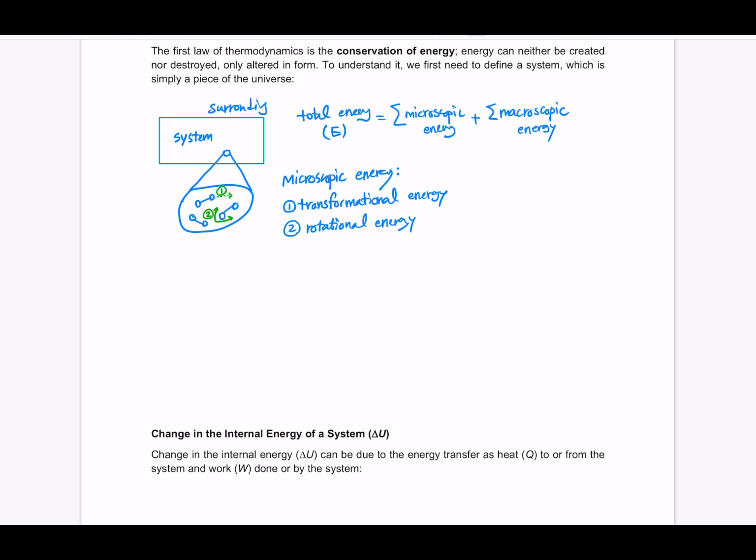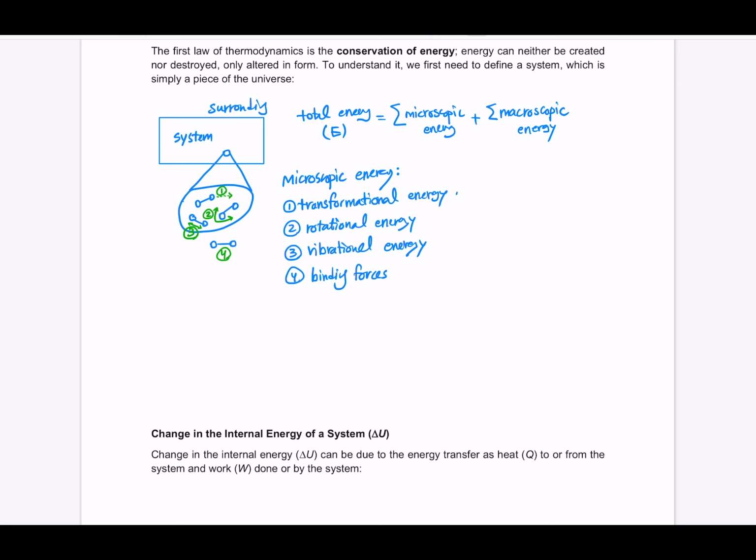What else? Exactly, vibrational, so they can vibrate. That would be vibrational. One more. So the binding forces.